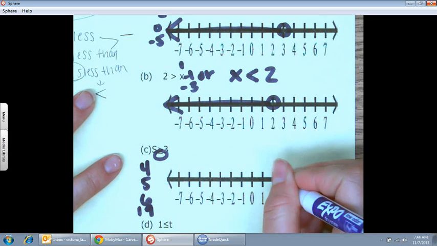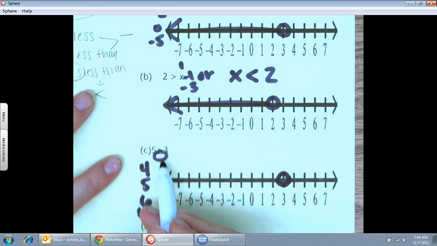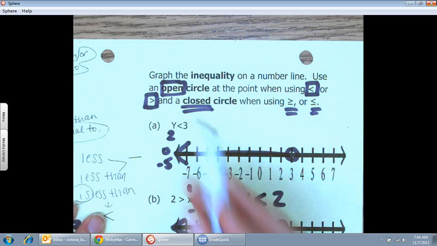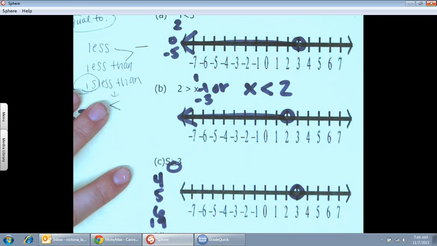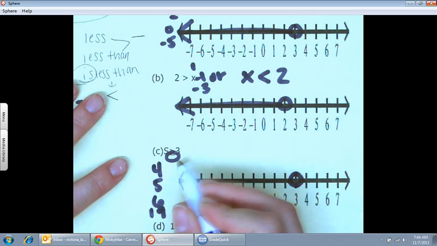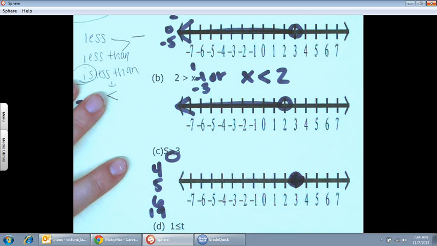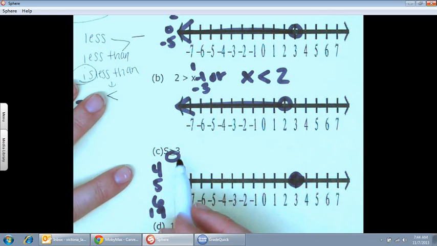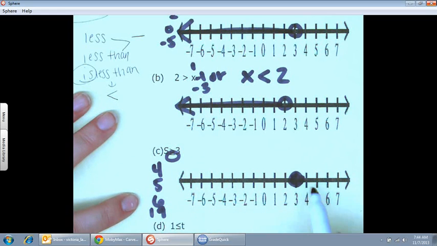There's my circle. Now this line tells me, if we look back up here at the note, that it's going to be a closed circle, which basically just means you fill it in. And the way I remember that is I'm making these little lines in my circle to fill it up. Okay, so you have a closed circle. Now remember, your arrow is going to go towards your solutions. So my arrow needs to go towards 4, towards 5, towards 6, towards 19. So my arrow is going to go this way.